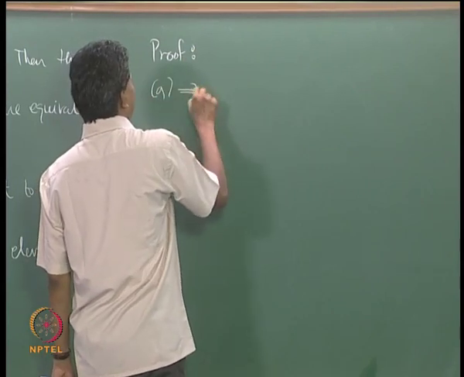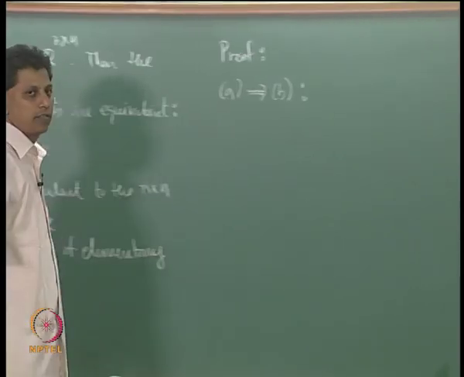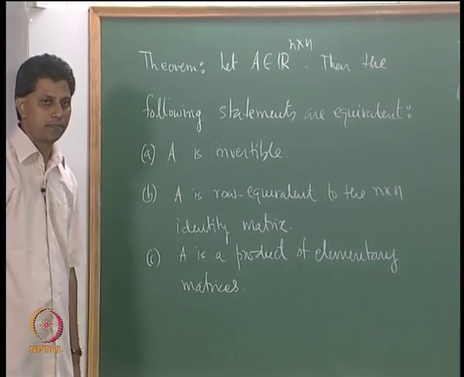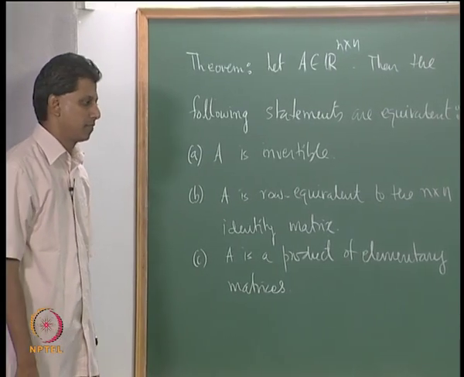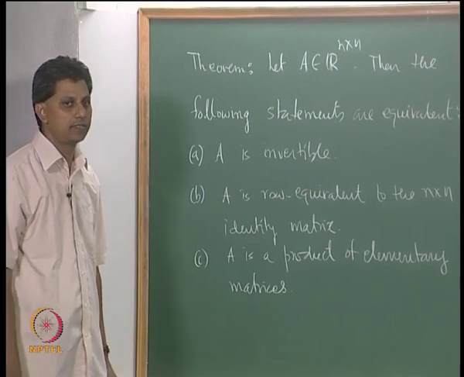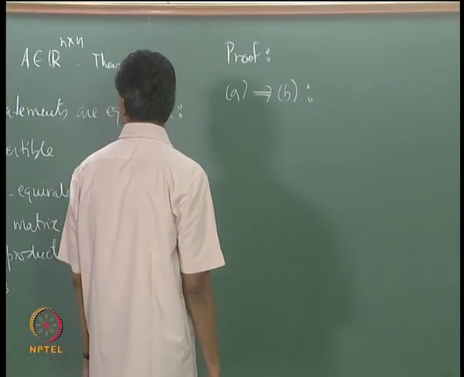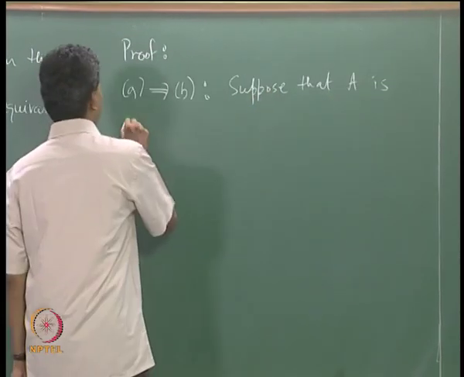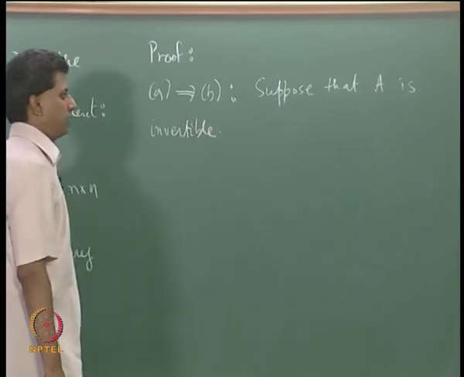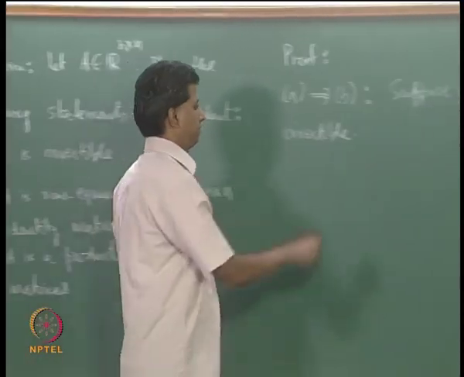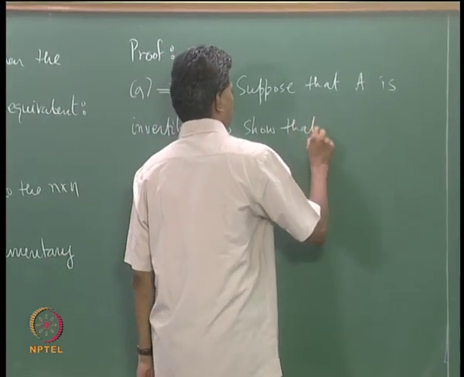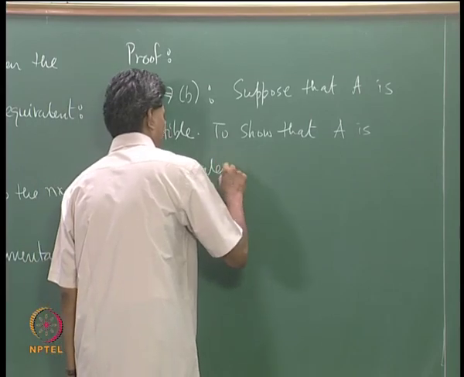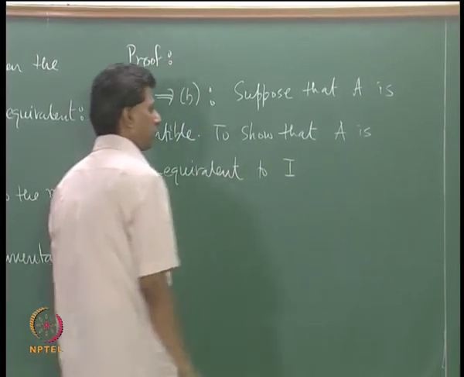Proof first: A implies B. I want to show that if A is invertible, then A is row equivalent to the n by n identity matrix. Remember the problem that I gave you yesterday: if R is a row reduced echelon matrix, which I know is invertible, then R is equal to identity. Suppose A is invertible. We are required to prove that A is row equivalent to the n by n identity matrix.